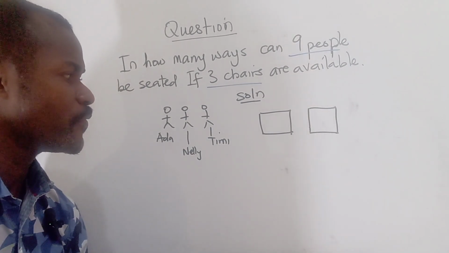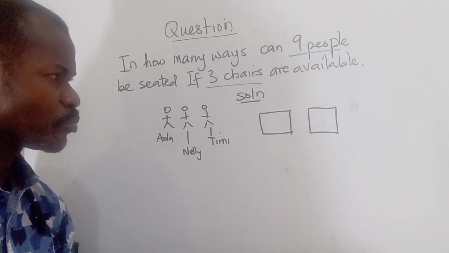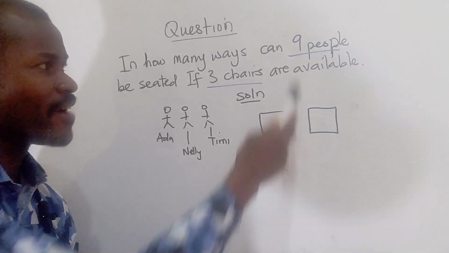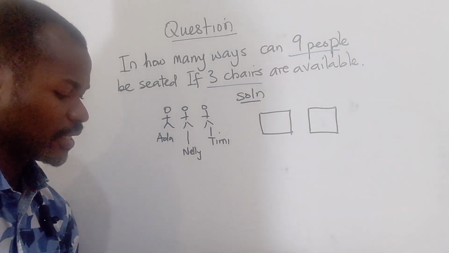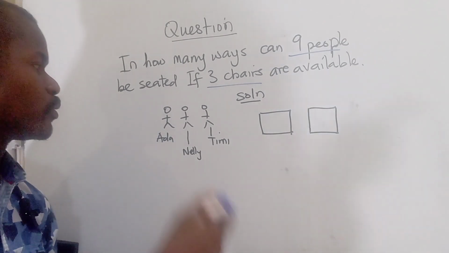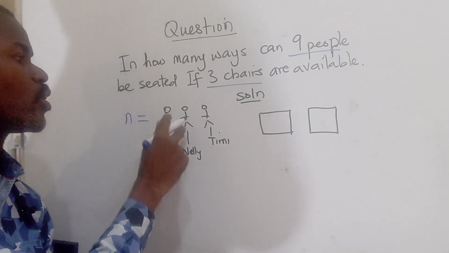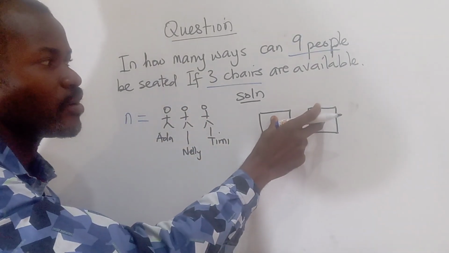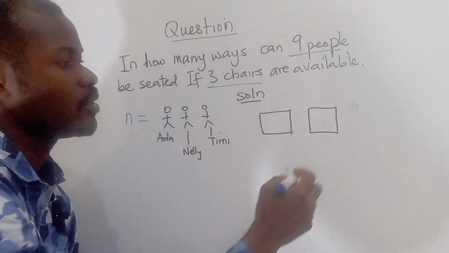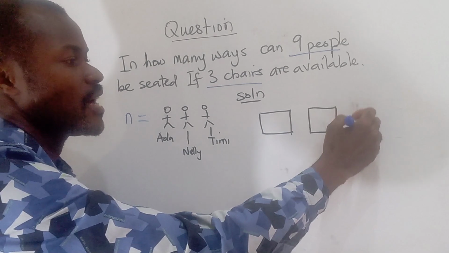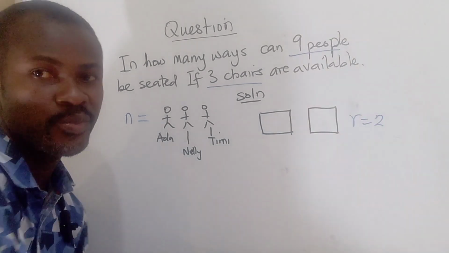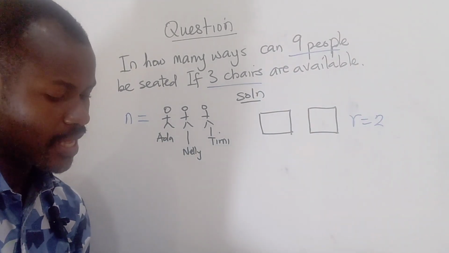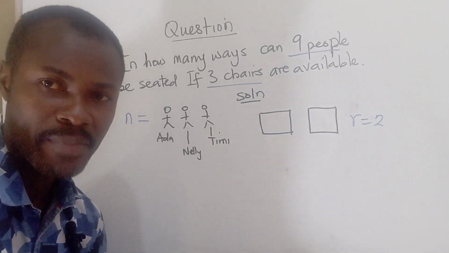So here we have 9, but in this case, the number of people, n, is equal to 3, and the number of chairs, we can call that r, is equal to 2. Now, I want to do it manually.